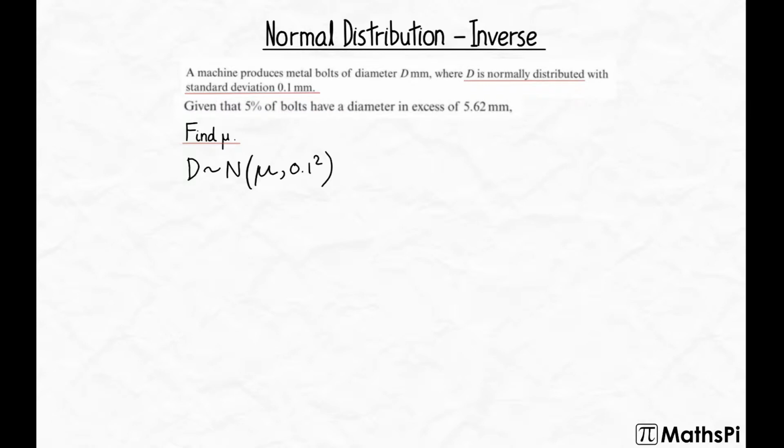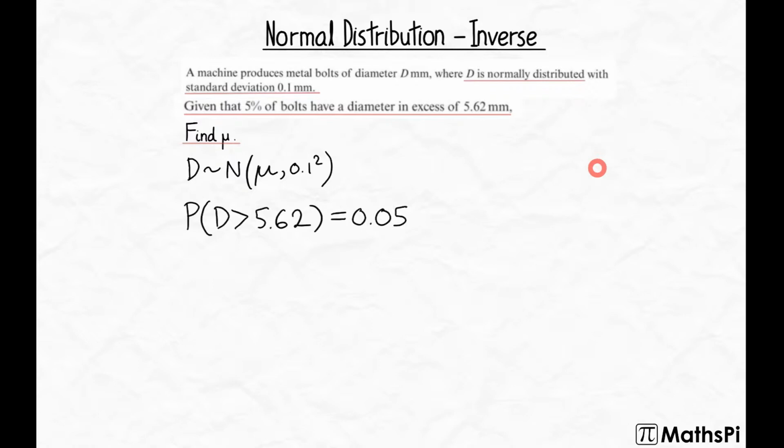So let's go over to the probability statement that's been given here. They've written that given that 5% of bolts have a diameter in excess of 5.62 millimeters, we can turn that now into a probability statement. And that tells us that the probability that D is greater than 5.62 must be equal to 5%, which is 0.05.